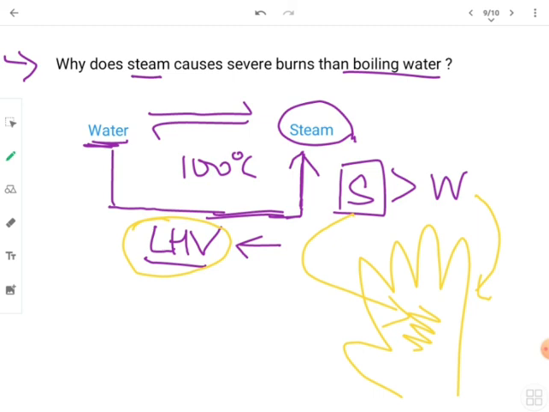So again, the key term that you need to mention here is that the steam particles have more energy than the normal boiling water, because they have absorbed heat energy in the form of latent heat of vaporization. So when this extra energy is released onto the hand, it causes more severe burns. So this is how you basically talk about latent heat of fusion and latent heat of vaporization.